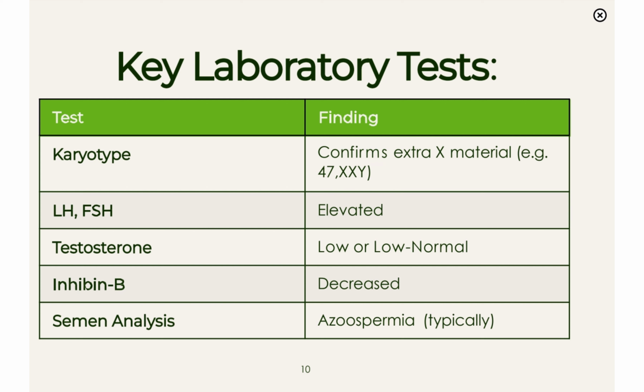So what are the key laboratory tests? We do take a peripheral leukocyte karyotype from a blood sample, and this confirms the extra X chromosome. Example, the classic 46XXY. And LH and FSH levels are typically elevated due to damage to the Leydig cells and the seminiferous tubules, Sertoli cells. Testosterone levels tend to be either low or low normal. Inhibin B tends to be decreased. Remember that this is produced mainly by the Sertoli cells. And when you do perform a semen analysis, these patients tend to have azoospermia.